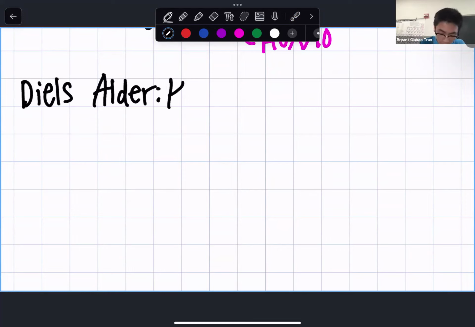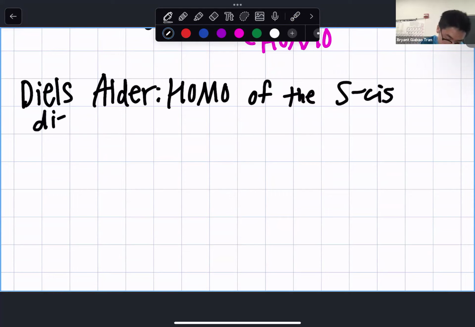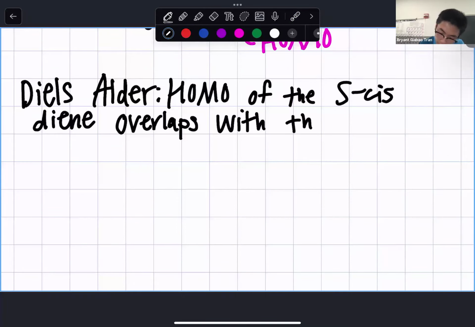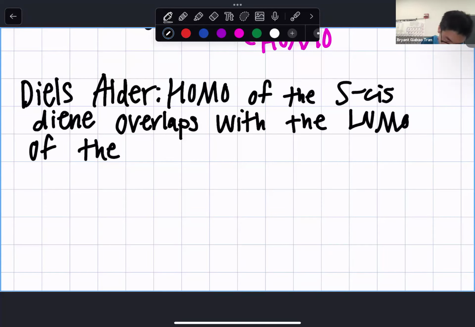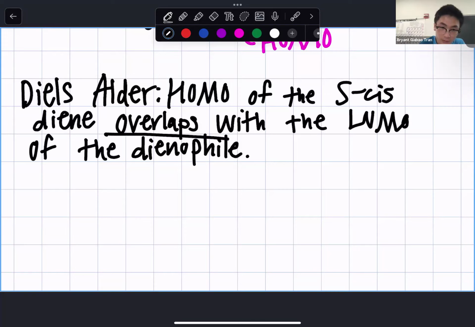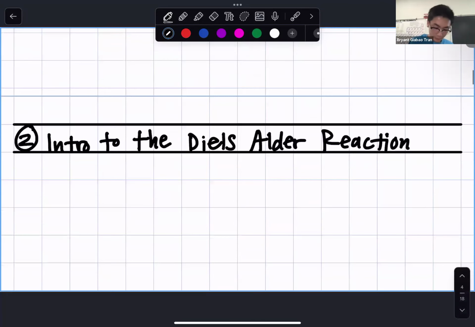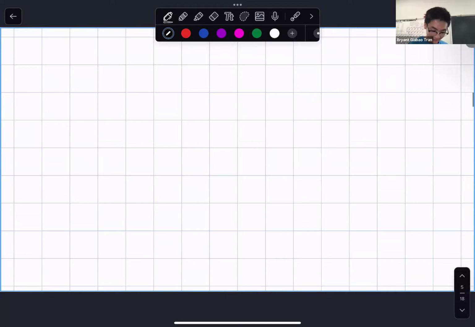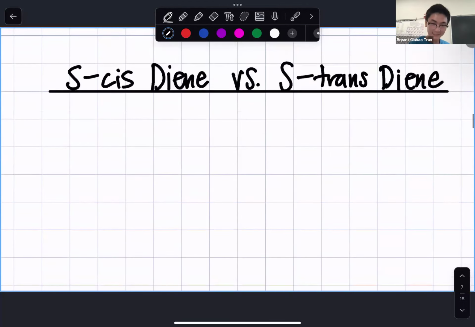Right. So in Diels-Alder, the HOMO, highest occupied molecular orbital, of the S-cis diene overlaps with the LUMO of the dienophile. So let's go over what the S-cis diene is versus an S-trans diene.